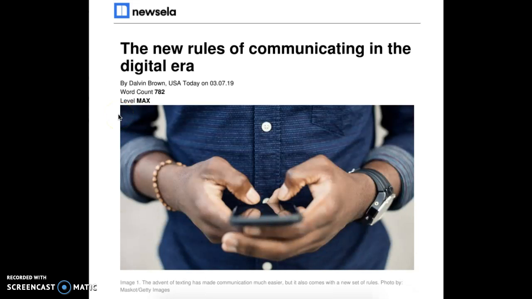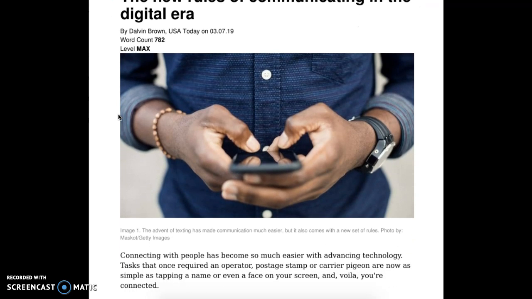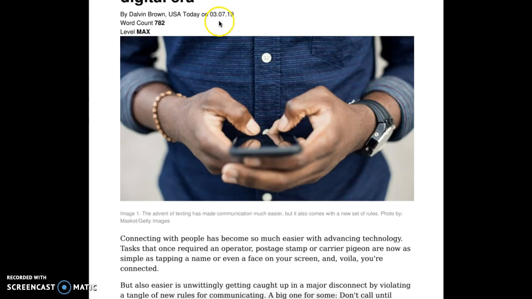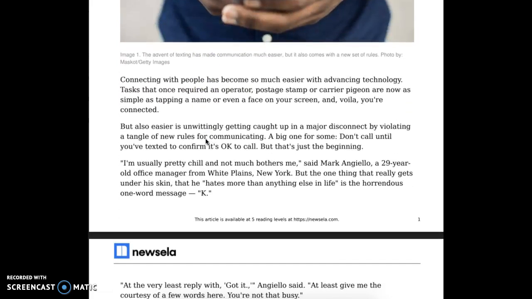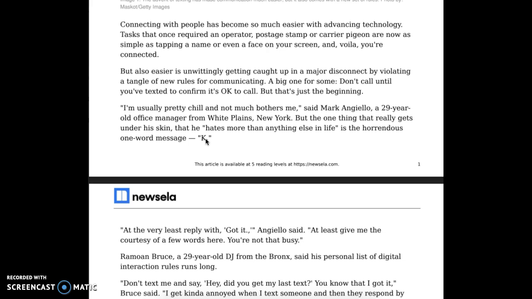Today's story is titled The New Rules of Communicating in the Digital Era. It was written on the 7th, so not that long ago. And it begins with paragraph number 1. Connecting with people has become so much easier with advancing technology. Tasks that once required an operator, postage stamp, or carrier pigeon are now as simple as tapping a name or even a face on your screen, and voila, you're connected. Paragraph number 2, I'm going to pause here though and tell you that voila is a vocab word.